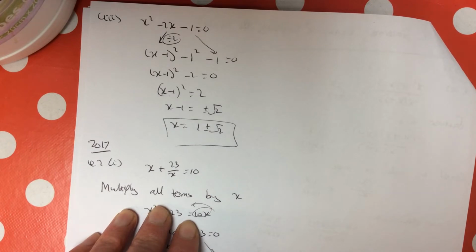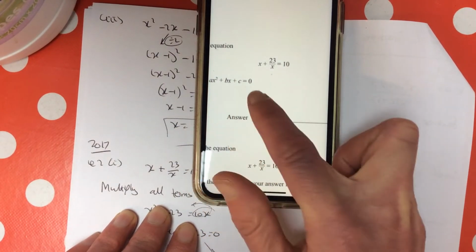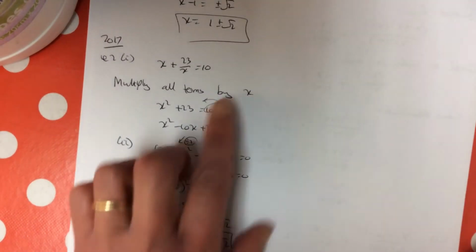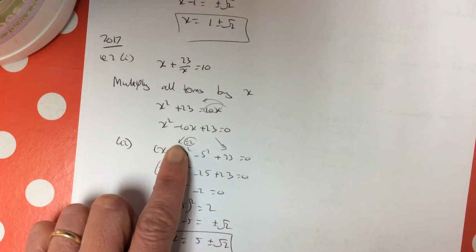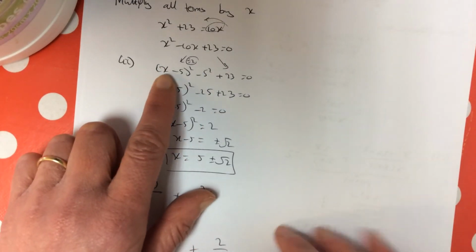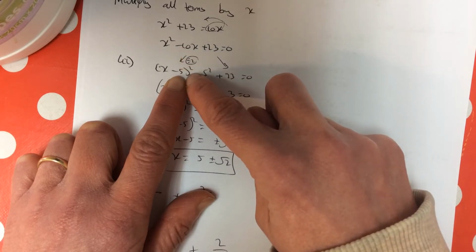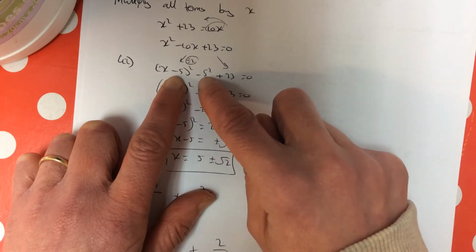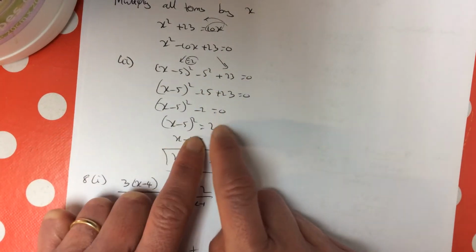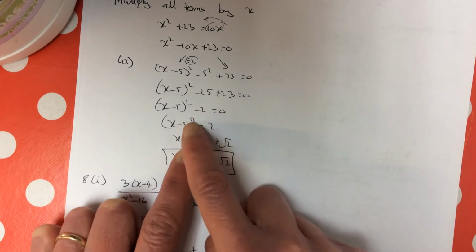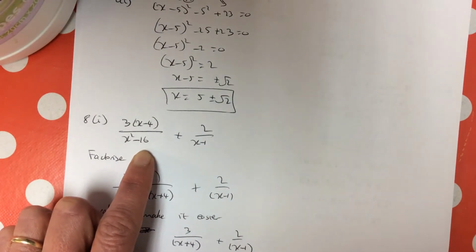Okay, the next question is rewrite this equation as a quadratic. So multiply everything by x, so x squared plus 23 equals 10x, put everything on one side. Part B is asking you, or part 2 is asking you to complete this square. So half the middle to give you minus 5 squared. Take that new number away squared, so take away 25 and drop down the end. Tidy it up. Same as before, bring your 2 over, bring your square over as a square root, and then bring your 5 over. Question 8.